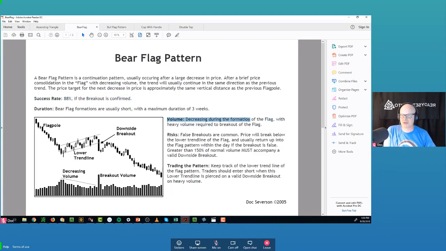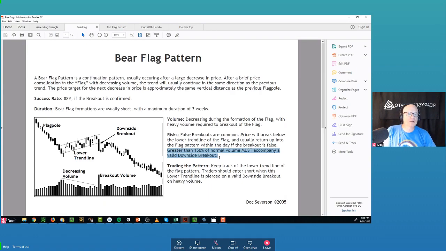Some other things about this: the volume should decrease through the flag. As it goes into the flag, the volume typically will decrease. And then when it breaks down, which is the opposite of the bull flag, there is typically some heavier volume as the price goes through there. Heavier volume indicates disagreement, not agreement. You would expect it to be agreement, but it's disagreement, a lot of people getting on the wrong side of the price. Greater than 150% of normal volume must accompany a valid downside breakout.